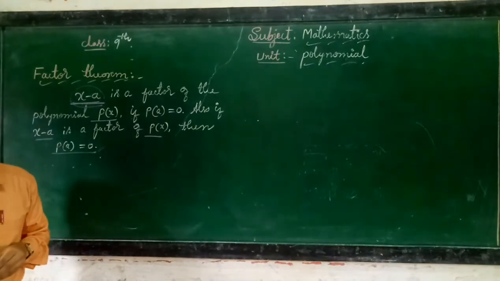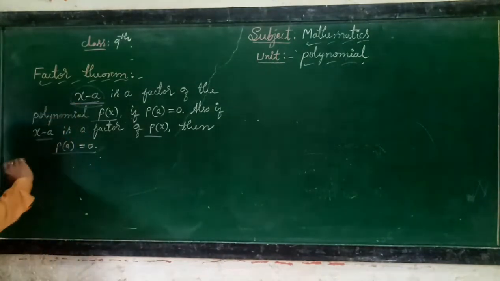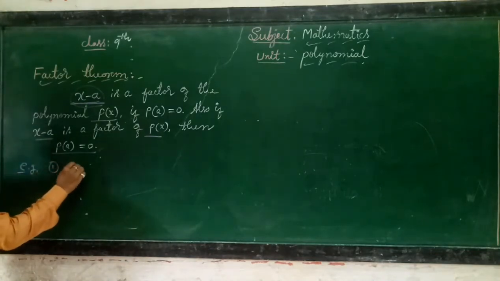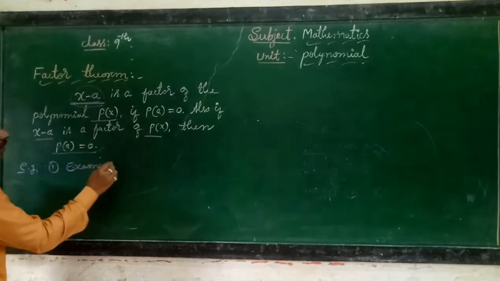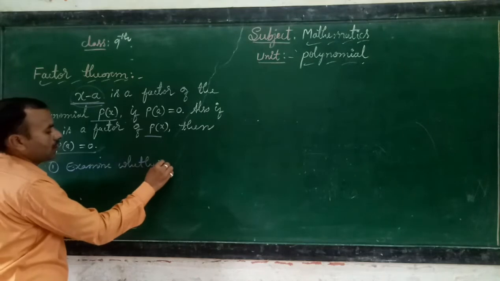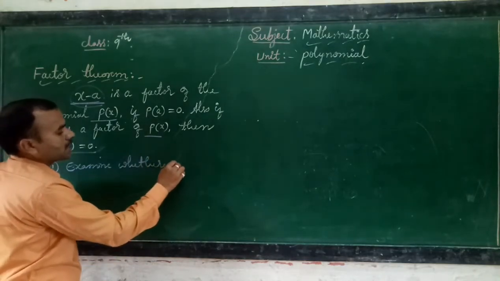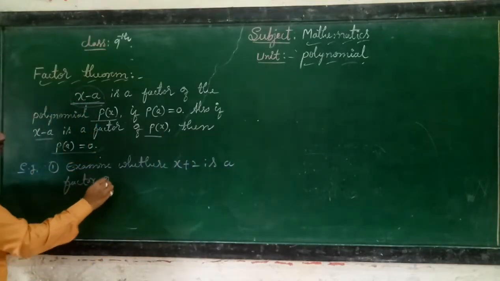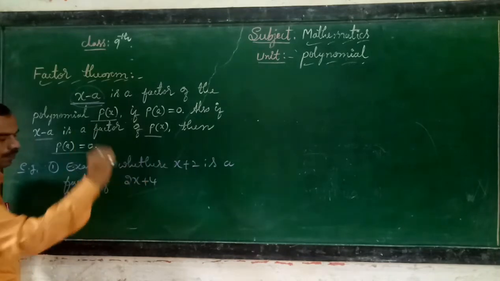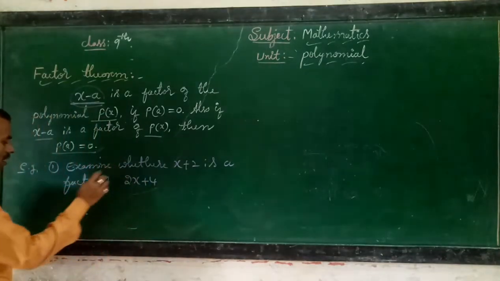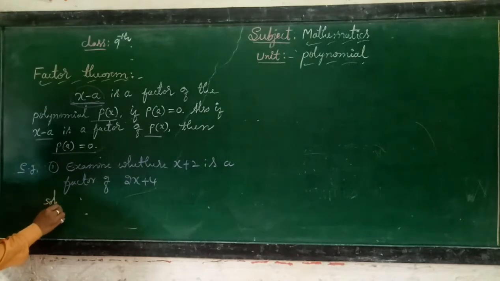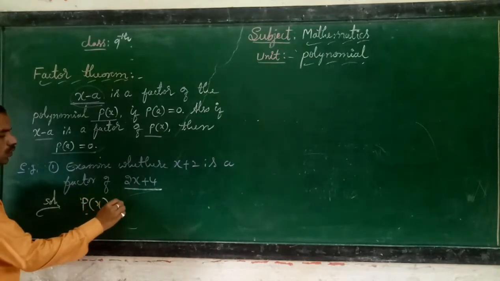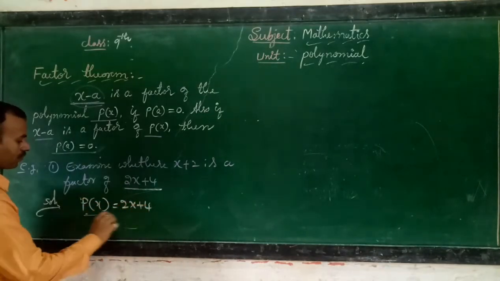Just we shall take one example, so we have to understand this one example. First is: examine whether x plus 2 is a factor of 2x plus 4. Now let us take the solution. 2x plus 4 is p of x. P of x is equal to 2x plus 4.